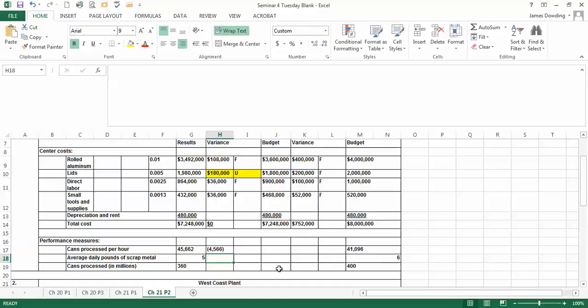And then we had anticipated that we would have 6 pounds of scrap. We only had 5. But the issue is that we had anticipated that we would have 400 million cans. We only produced 360. So we need to look and see what's happening in our production facility. Do we not have enough equipment? Do we not have enough trained employees? These are some factors to look at.